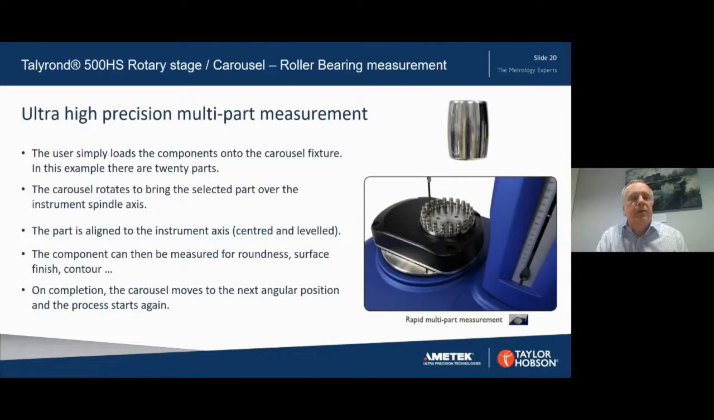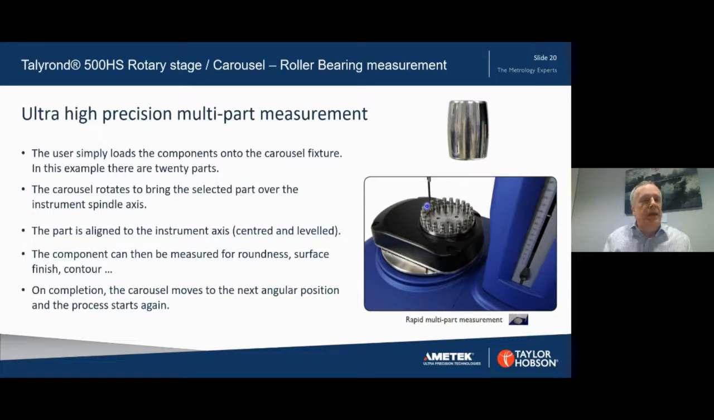So the Talyrond 500HS, as well as having a vacuum chuck capability, is also able to take a rotary stage or carousel. And on this, we're able to put multiple roller bearings. So the user simply loads the components onto the carousel fixture. And in this example, there are 20 parts. And what happens is the carousel rotates to bring the required part, the selected part, over the instrument axis.